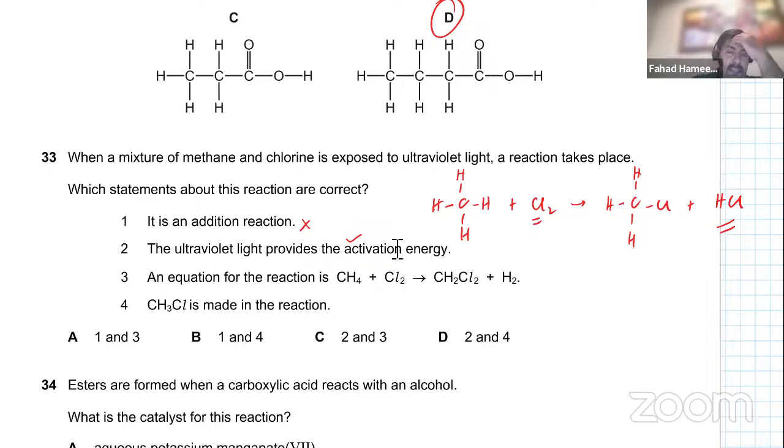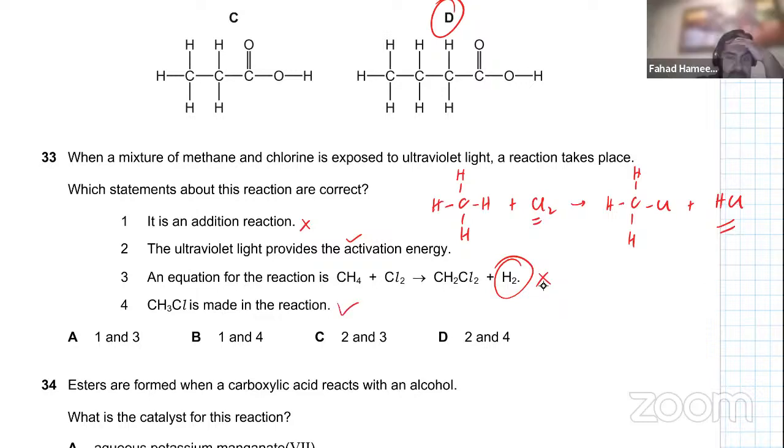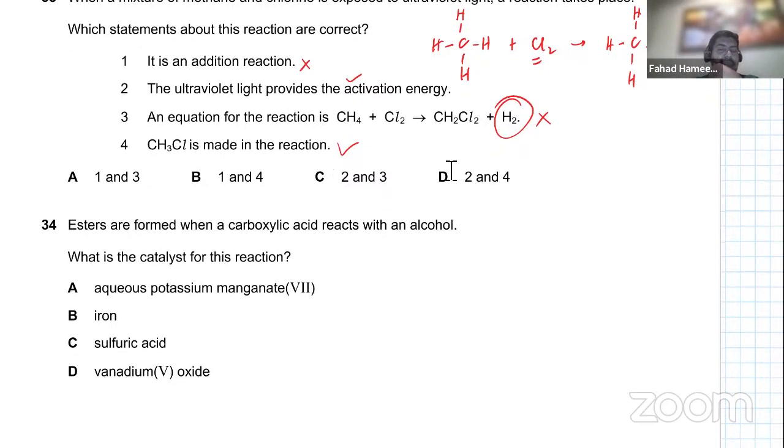Activation energy, the ultraviolet light helps in breaking the Cl-Cl bond. The equation is not this. HCl is formed, okay. And this is correct, right? Yes. So 2 and 4. Achha, esters are formed when a carboxylic acid reacts with an alcohol. What is the catalyst for this reaction? Esterification, what are the conditions that you use?